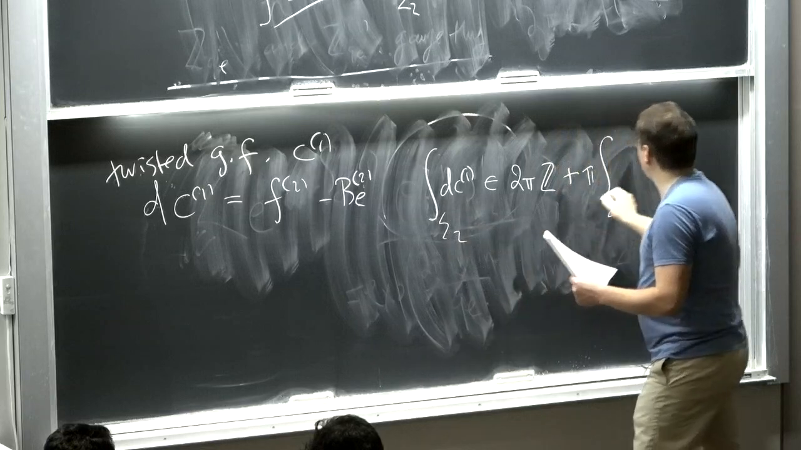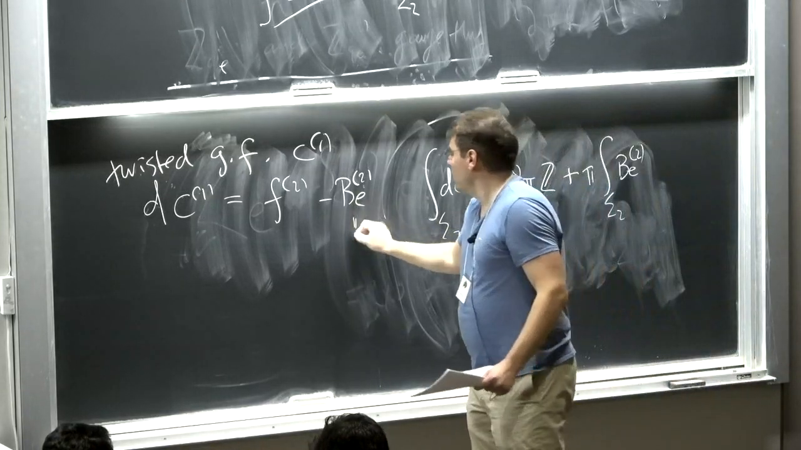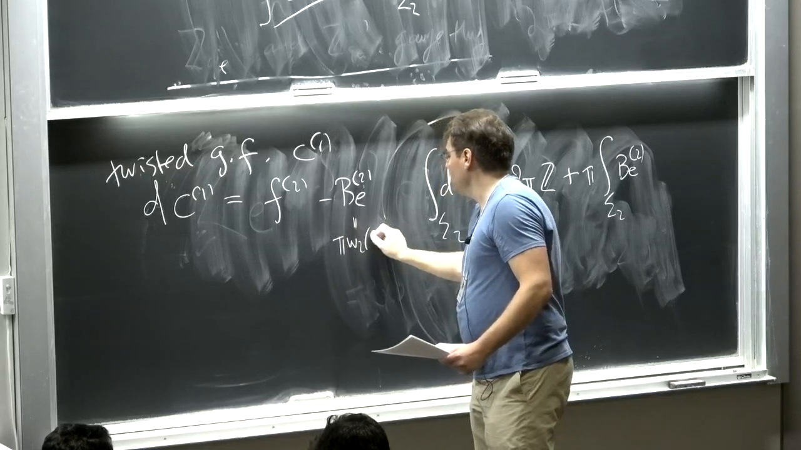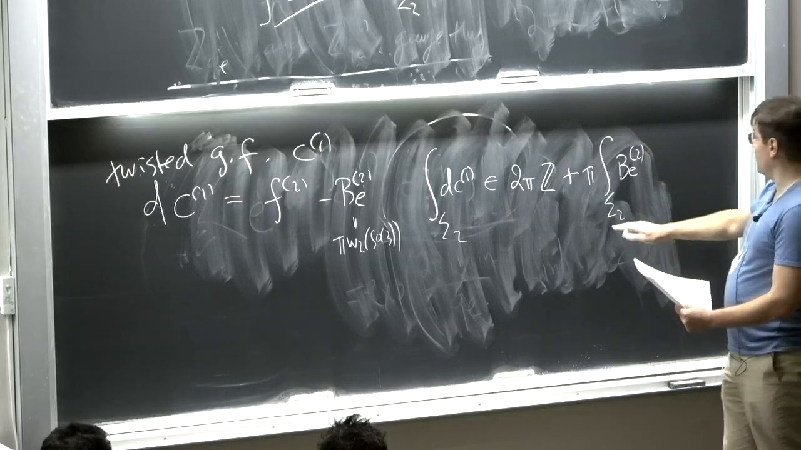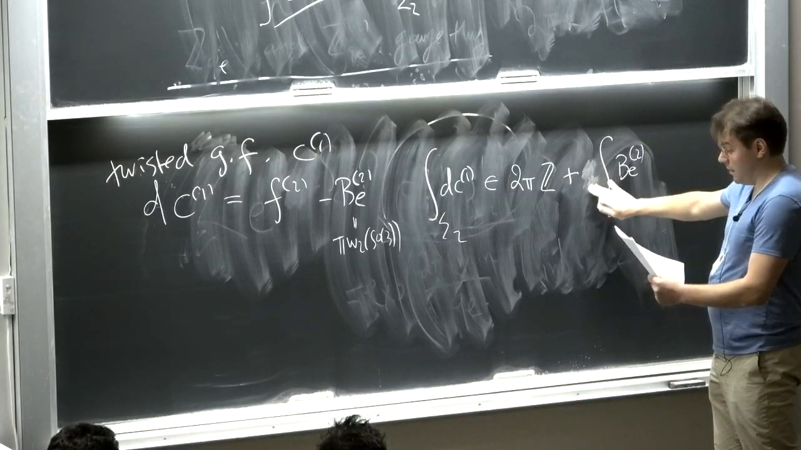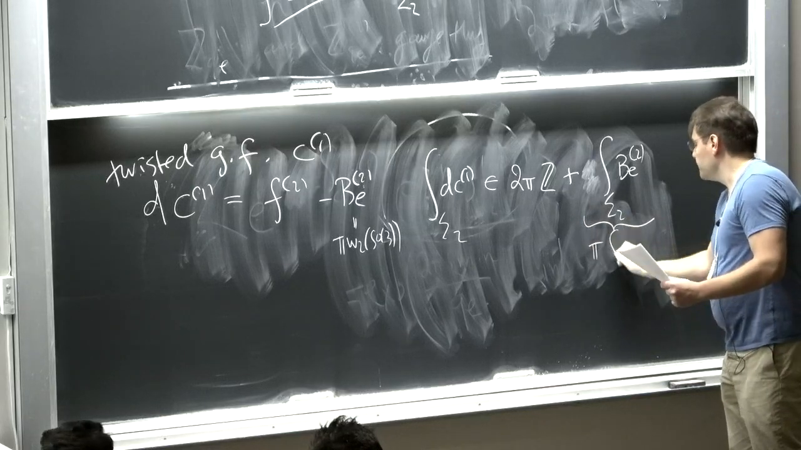Now, we are working in a special case of this, where B electric is pi times W2 of SO3. Sorry, there's no pi here yet. The pi comes when we plug in W2.